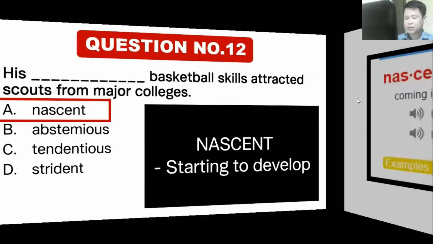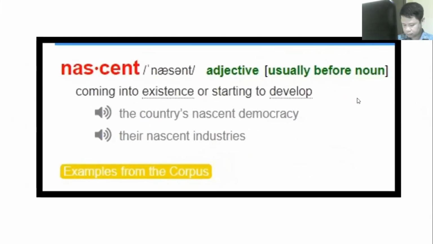Next, number 13. Nascent. Coming into existence or starting to develop. The country's nascent democracy. In other words, the country's democracy is just starting to develop. It's not an old democracy. Nascent industries.